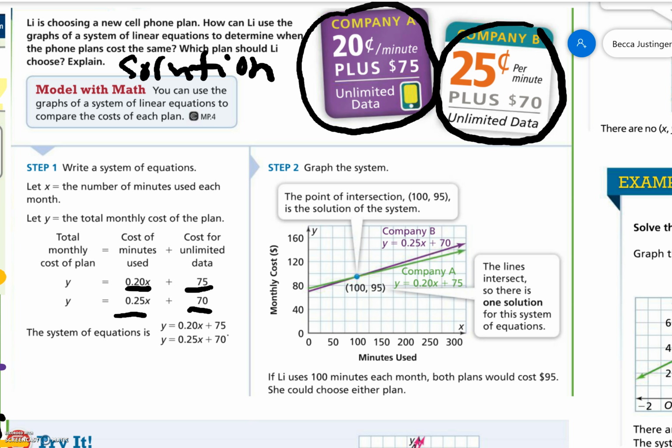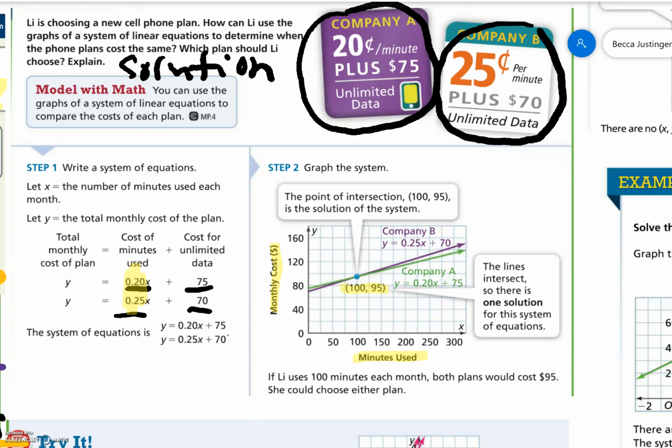So we know that the slopes are different. Since I already see my slopes are different, I know there's one solution. There's going to be one place where they intersect, and that's going to be when the plans cost the same. So when they're graphing, you can see where it intersects at 100 minutes, meaning at 100 minutes, the monthly cost will be $95. So if he uses 100 minutes every month, both plans would cost $95. She could choose either plan at that point.